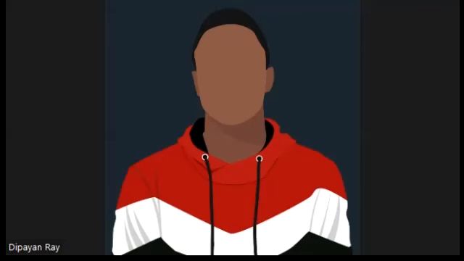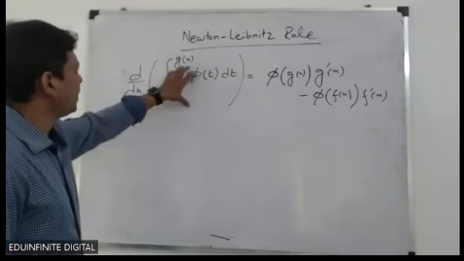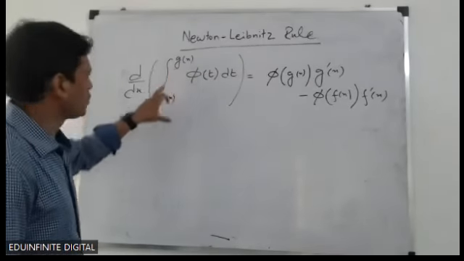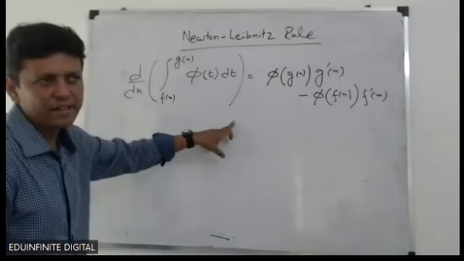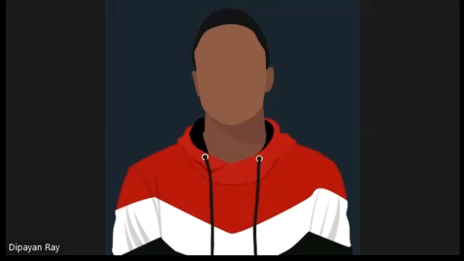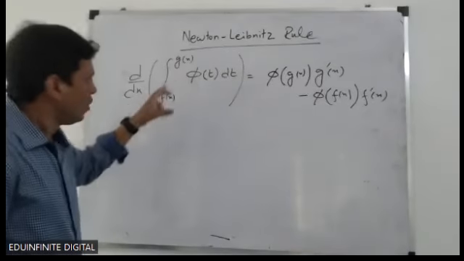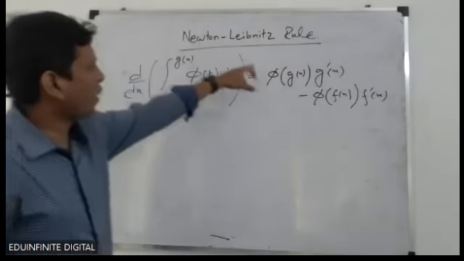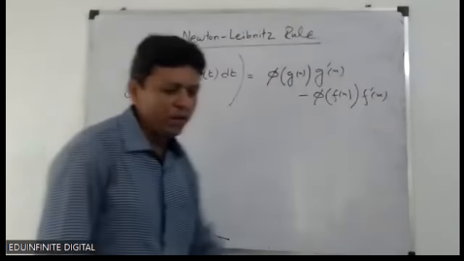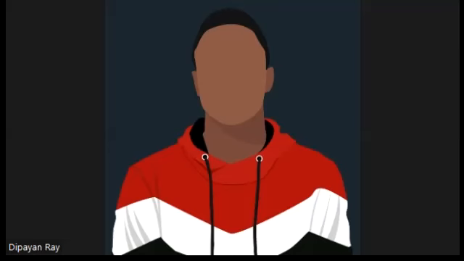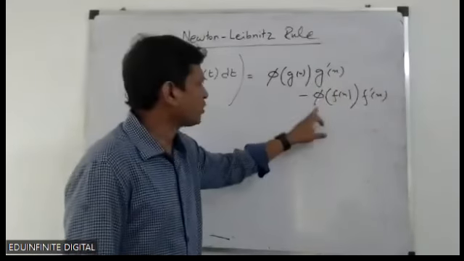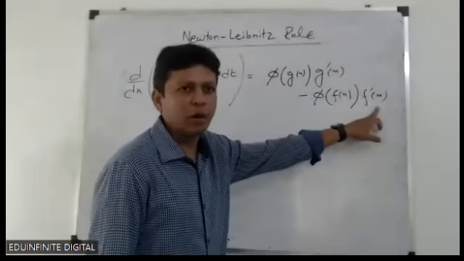Can you explain it once again? Yeah, sure. This is actually an integration, and you are differentiating an integration whose limits are functions. It is the derivative under the integral sign. So you have to apply this rule. Upper limit function times the derivative of the upper limit, minus the lower limit function times the derivative of the lower limit.